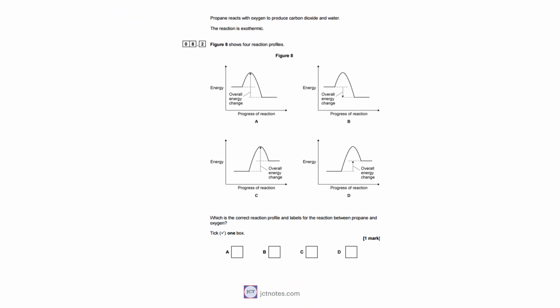Let's take a look at question 8.2. The question states, propane reacts with oxygen to produce carbon dioxide and water. The reaction is exothermic. We are shown figure 8, which contains 4 different reaction profiles labeled A, B, C, and D. Our job is to choose the single correct profile that has the right layout and the correct labels.